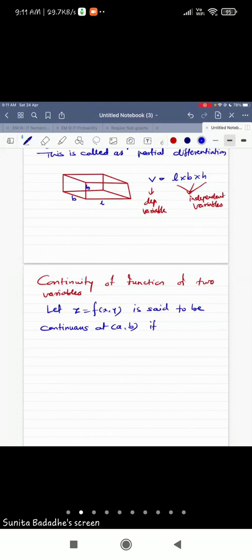Similarly here, f(x, y) is said to be continuous if the limit of f(x, y) as x tends to a and y tends to b is equal to f(a, b). The limit should exist, which I haven't written, it is understood in this condition, and it should be equal to the value of the function at (a, b).